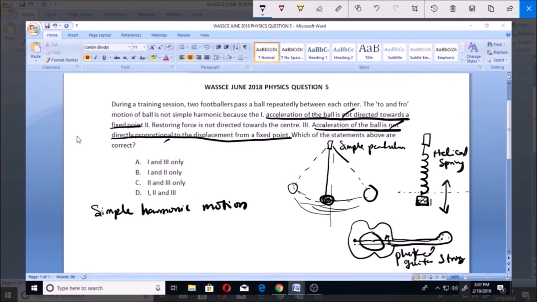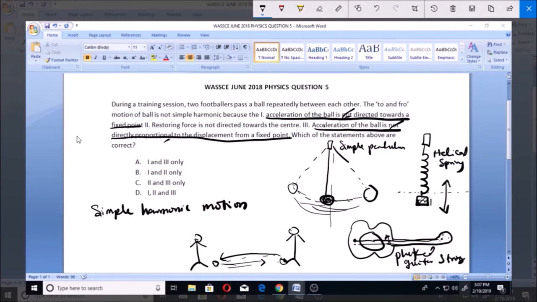So now, see this ball that two people are passing, these two footballers. They pass the ball to themselves, and you can see it's making a to and fro motion because it will go here and go here. But now it is not directed towards the center, because this person can apply some force that is even bigger than this person. So the rate at which this one is going is not necessarily the rate at which the ball is getting to this other person. So you cannot say that the acceleration of the ball is directed towards a fixed point.